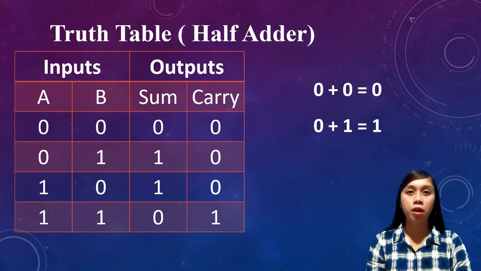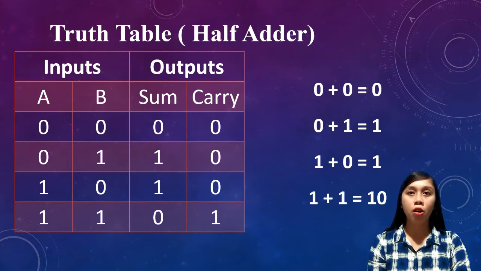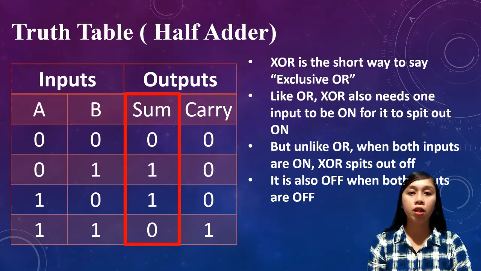But for the last one, we have 1 plus 1, the answer is 1, 0. So 0 is written in the given column, which is the sum, and the carry of 1 over to the next column. So always remember that in binary arithmetic, operation starts from the rightmost side. That is the reason why the 0 is located or found at the sum column, while the 1 is written on the carry column.